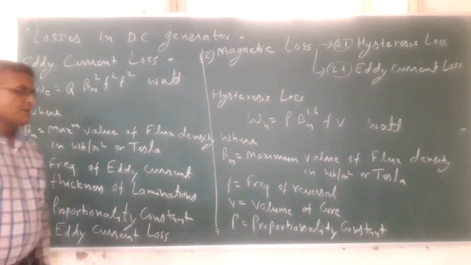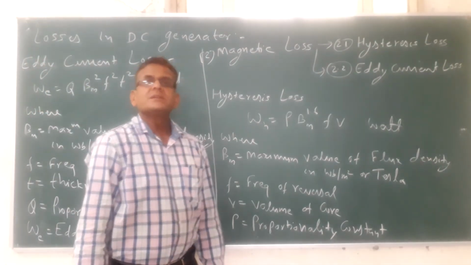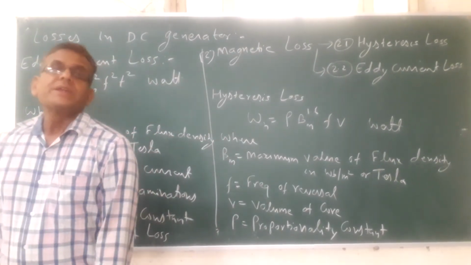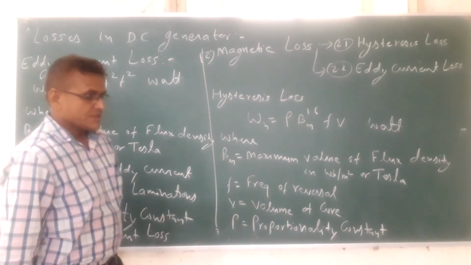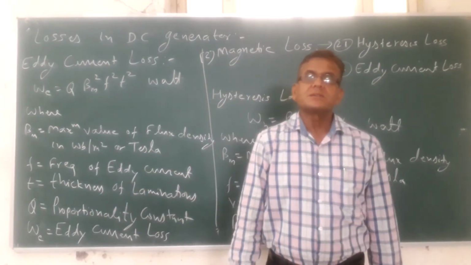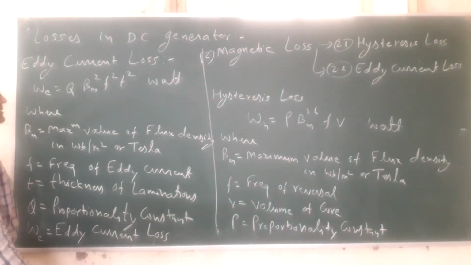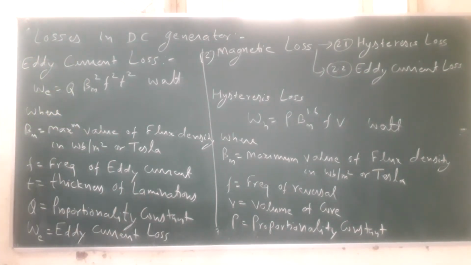When the armature core rotates in the magnetic field produced by field poles, then an EMF is induced in the armature core, and this induced EMF circulates current in armature core, and this current is called eddy current. When the eddy current flows in armature core, then due to resistance of armature core, there is eddy current loss.